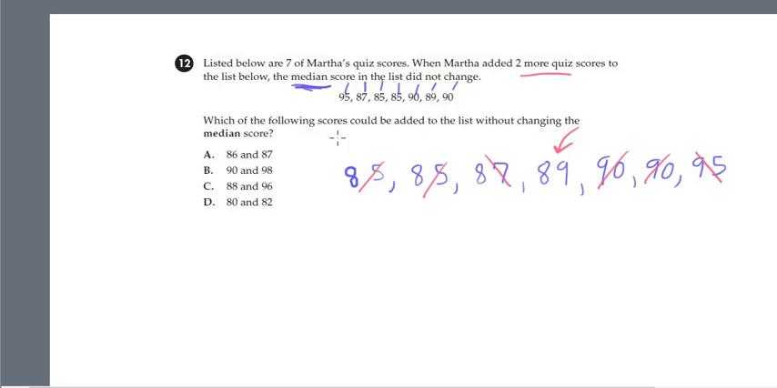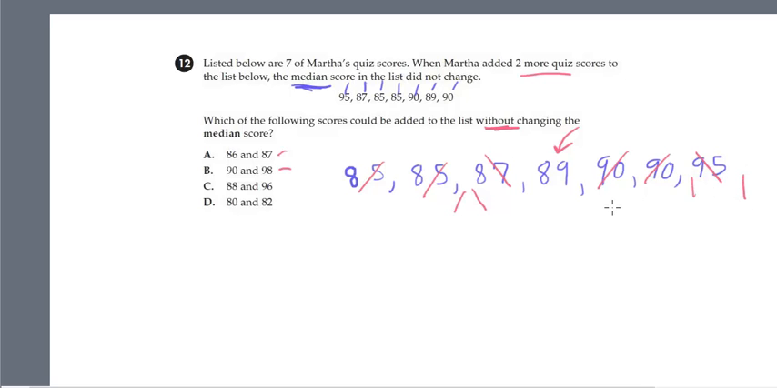Which of the following scores could be added to the list without changing the median score? Well, let's look at that. If we added 86 and 87, that'd be 2 numbers right in here, and that would certainly change the median or the middle score. If we added 90 and 98, that would be a number here and a number here, which would certainly change the median score.